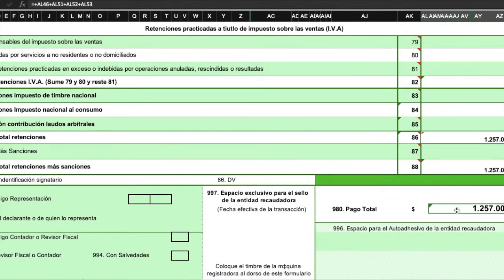Box 88 shows the total amount of payment for withholding at source, as well as box 980. The net payment expresses 1,257,000. And last but not least, both taxpayer and the accountant's signature must appear in boxes 981 and 982.